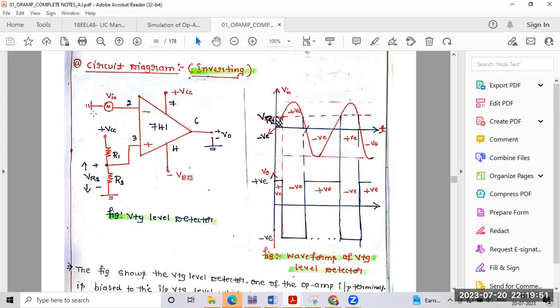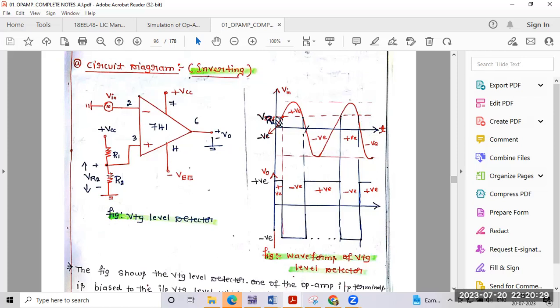Inverting means I'm going to give the signal generator supply to the inverting terminal, with plus VCC and minus VEE as usual. Pin 6 is the output terminal. Here I'm going to connect the CRO or oscilloscope, and give a sine wave input to the inverting terminal with the help of the signal generator. The important thing here is this bias network.